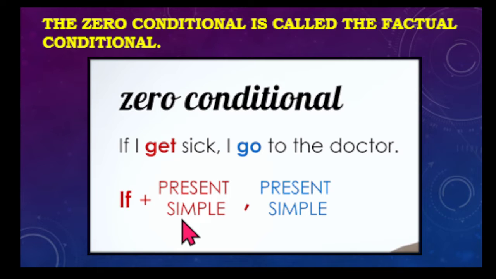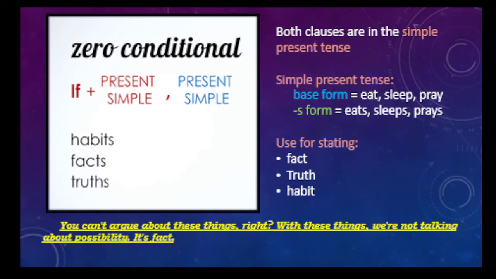So present simple. And then, dun sa ating result clause, I go to the doctor, we also use the present simple tense of the verb, which is go. Okay? Kapag hindi, for example, if she gets, ang gagamitin natin, S form of the verb. Okay? If she gets sick, she goes to the doctor. Ganun lang yon. Okay? So, it's factual. That is why it's zero conditional. Wala talagang condition. Nagsasabi lang ng fact.